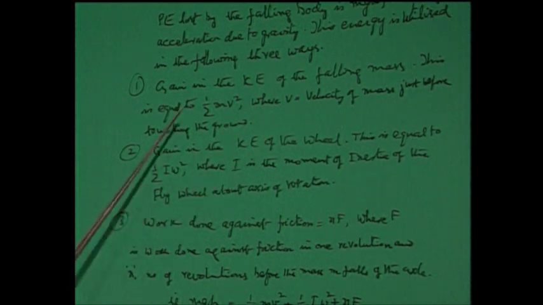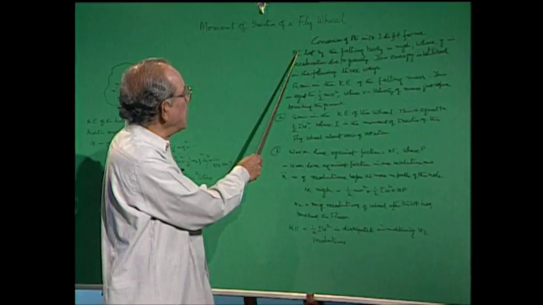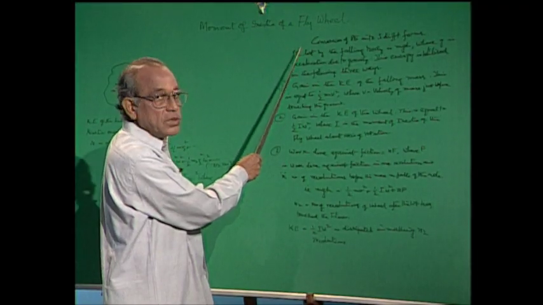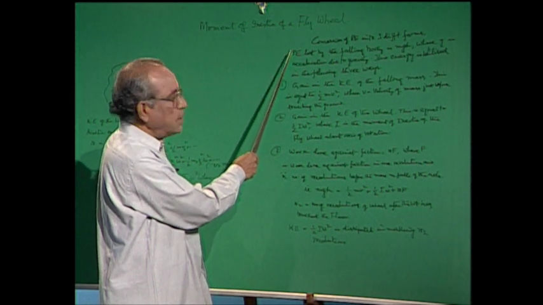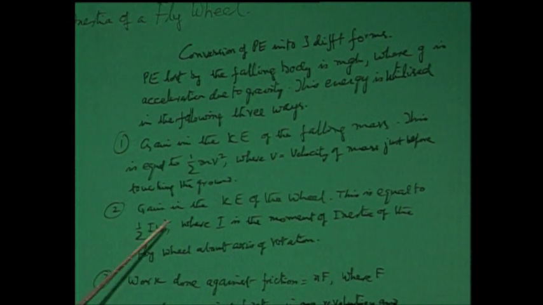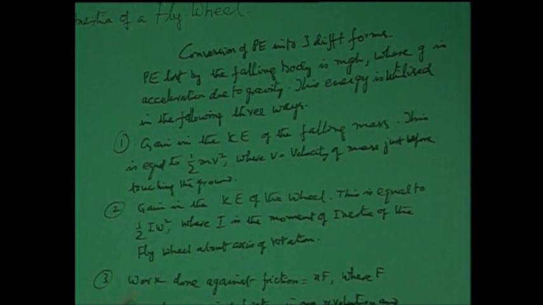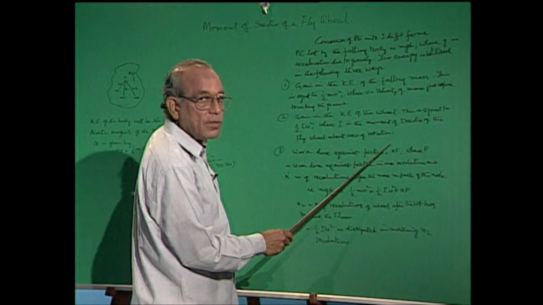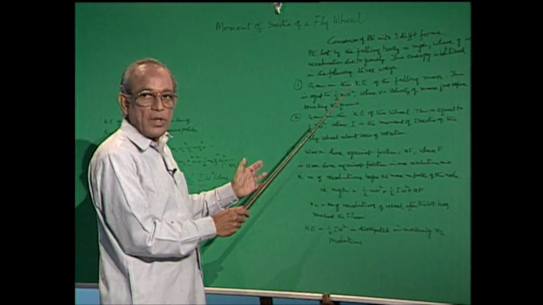So, the second form of energy, the potential energy, is not lost due to the conservation of energy; it is being converted into these forms of energy. The third one is work done against friction. There is a frictional force in the wheel.